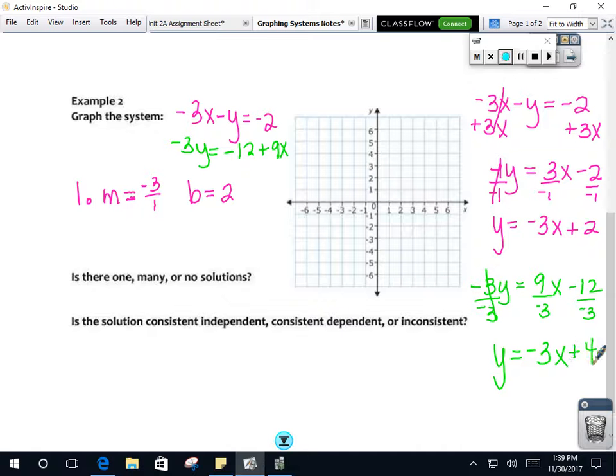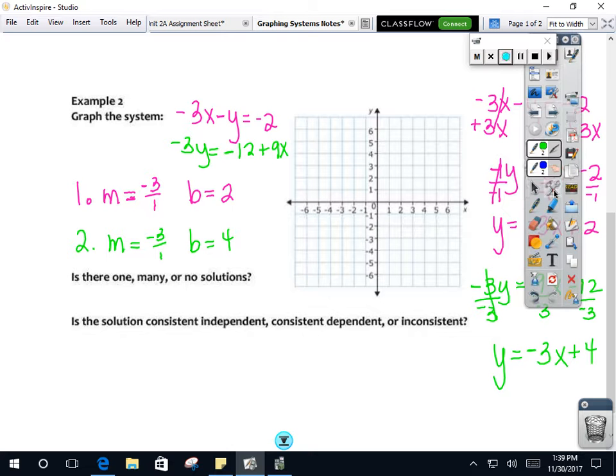Plus 4. So my slope is, and my y-intercept is, okay, so now let's put them on the graph. For the pink line, where do I put my first point? 2. To get to my next point, I go down 3, which way over? Right 1, because we want this line to be going down because it's a negative slope.